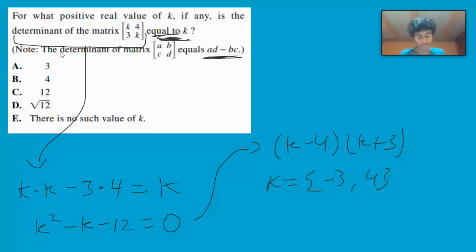Right, and we have two possible values for k, but when we look at our choices, we see that -3 isn't one of the choices, but we see that 4 is a choice. It is choice B. So therefore, our answer is 4.